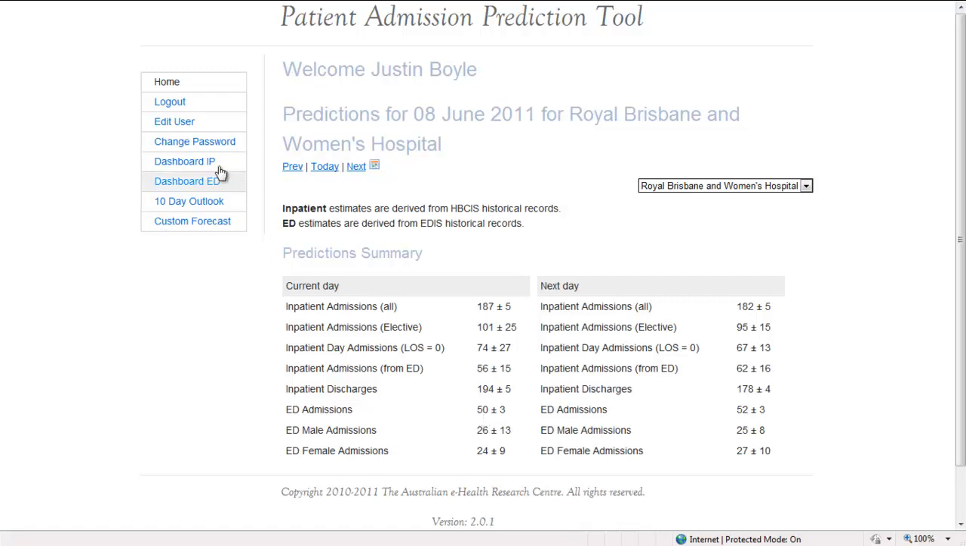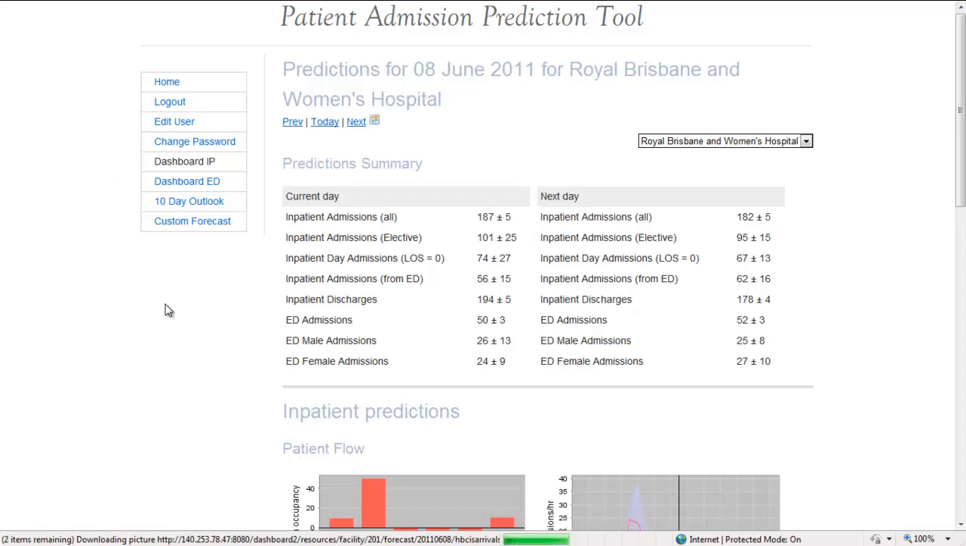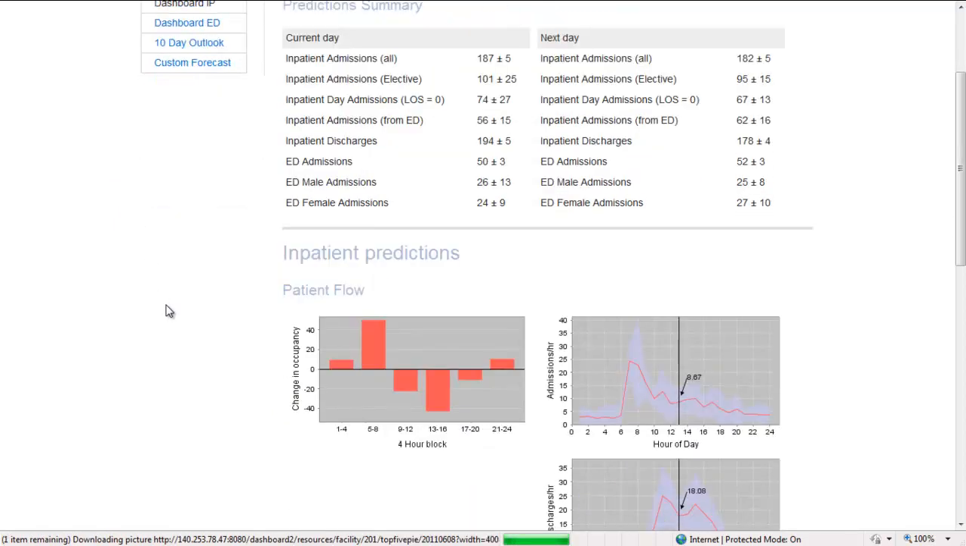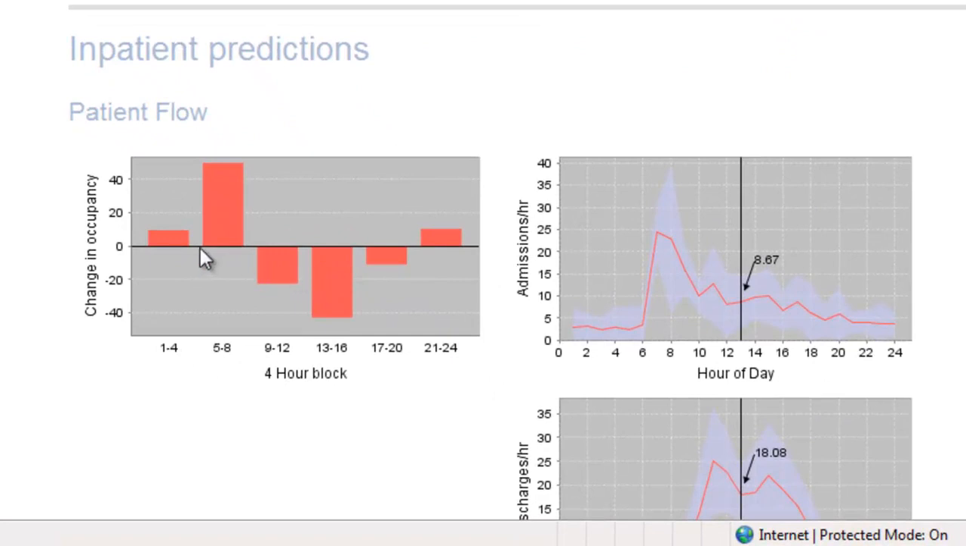If we look at a dashboard for inpatient projections, we can see patient flow in a bit more detail. So these red columns here represent patients admitted or discharged in 4-hourly blocks. So the horizontal axis is 4-hourly blocks across the day. Values above the line represent patients coming in, values below patients discharged.